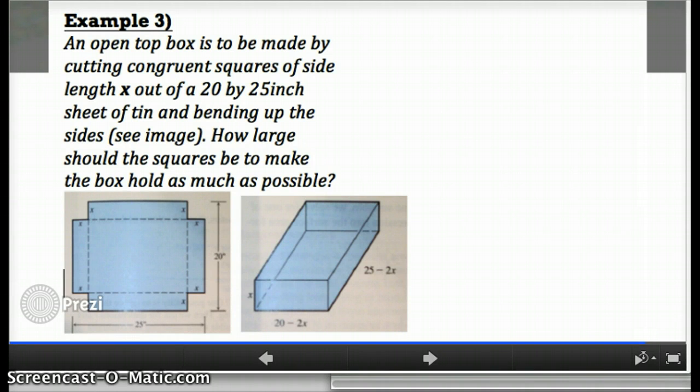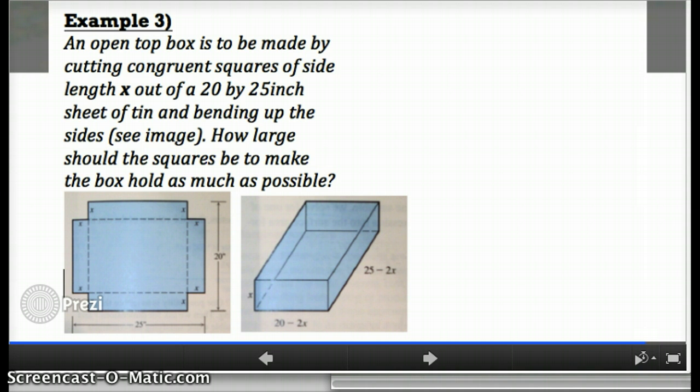Example 3. An open-top box is to be made by cutting congruent squares of side length x out of a 20 by 25 inch sheet of tin and bending up the sides. How large should the squares be to make the box hold as much as possible? So I'm telling you this is an optimization problem. Can you explain why? Right. Just like before, we're trying to maximize something. What are we trying to maximize? Yeah, we're trying to maximize the amount that the box can hold, but there's a better word for that, which is volume. So we're trying to maximize the volume inside this box.